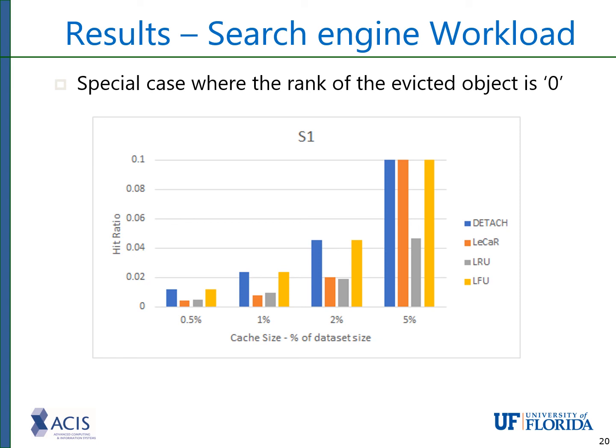Next, we show the performance of DETACH in the search engine workload. This is a special case where the rank of the evicted object is 0. We can see that DETACH outperforms LECAR by a factor of 2 for cache sizes of 0.5%, 1% and 2%. LECAR and DETACH perform the same when it becomes 5%.